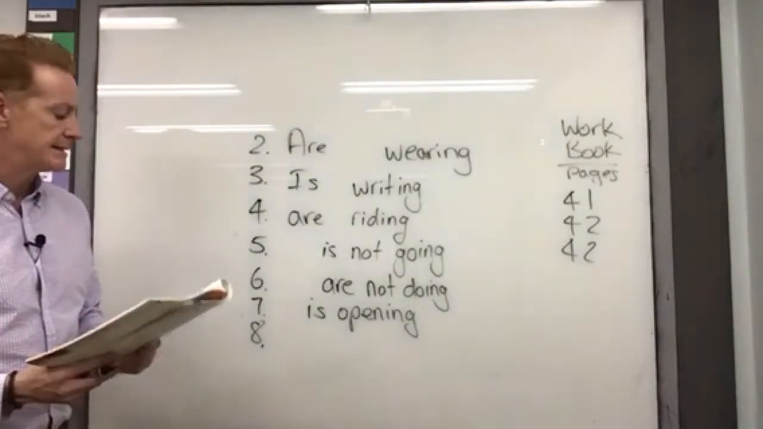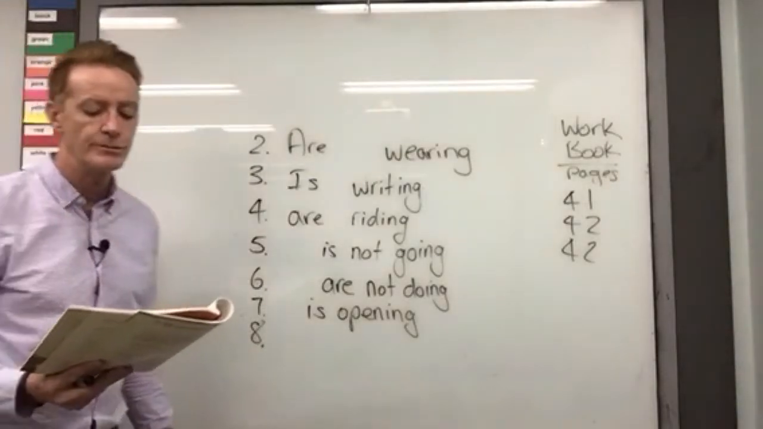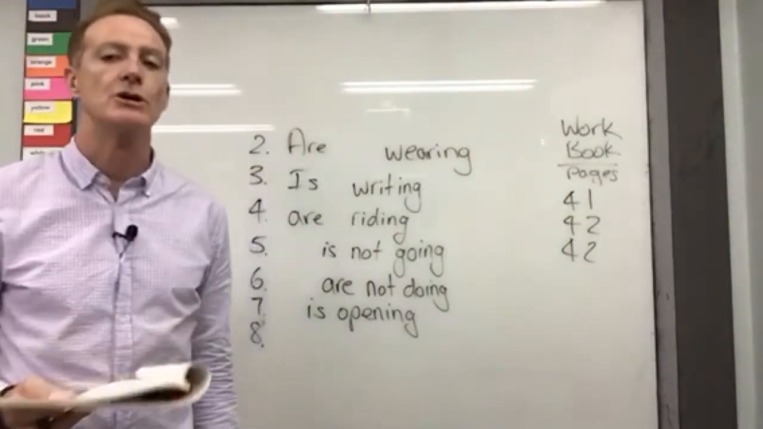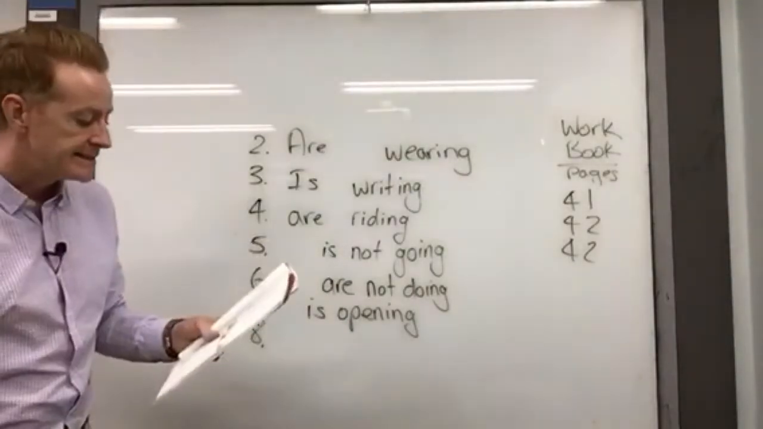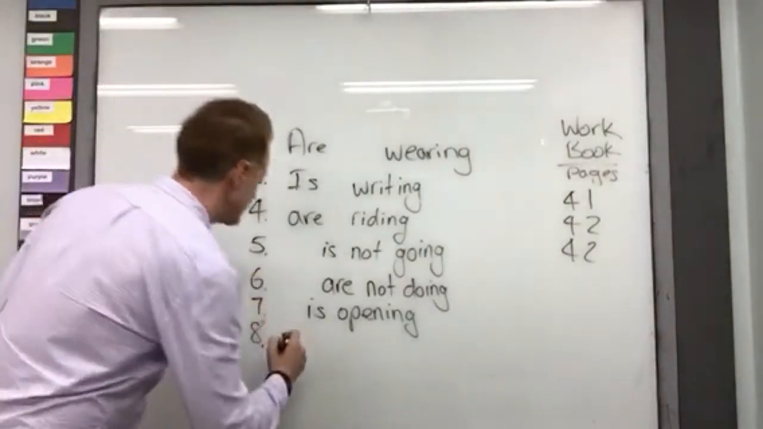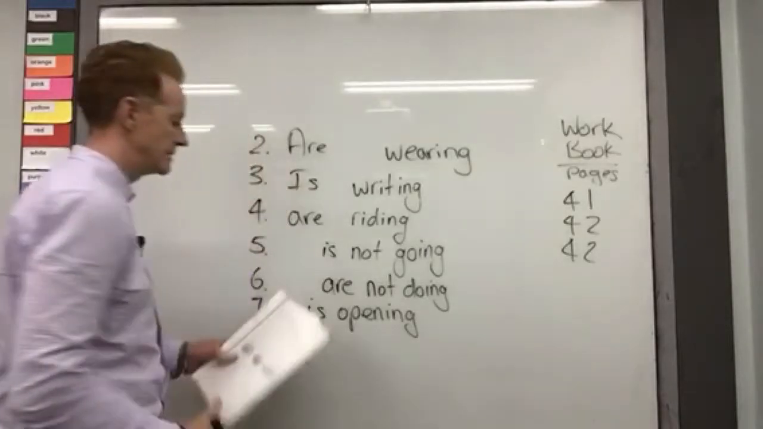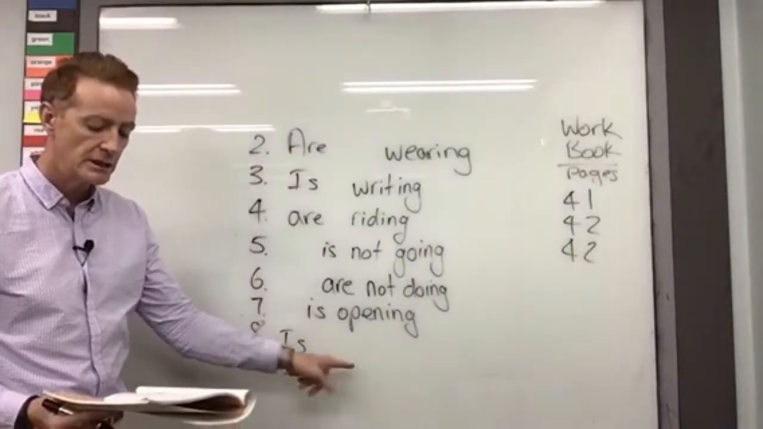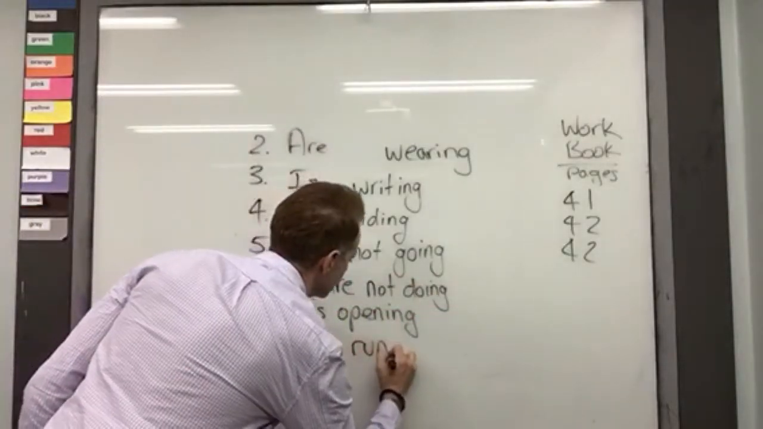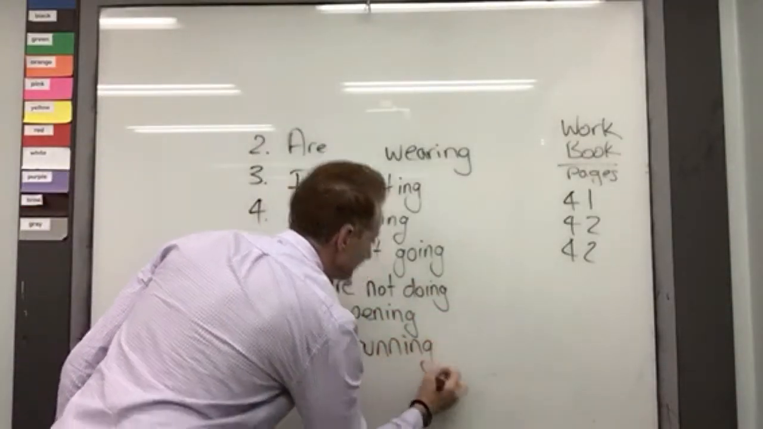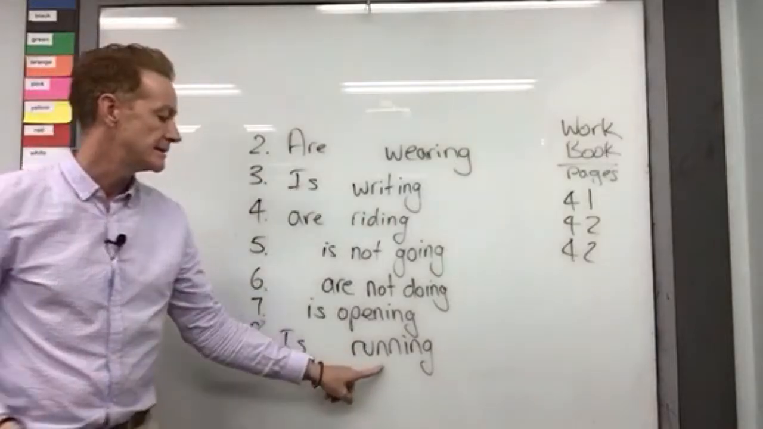Okay, last one is number 8 is run. The verb is run. This one is a question, so we have to make a question. Is, because it's only one dog, so is the dog running. Run with ing, running. So two N's.